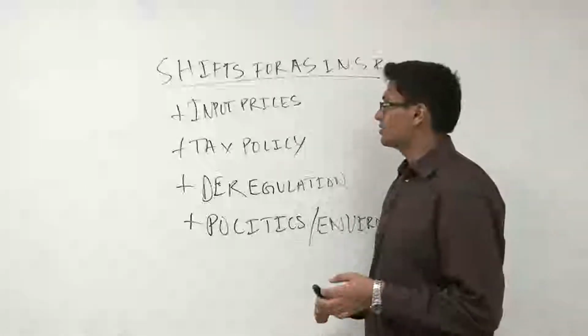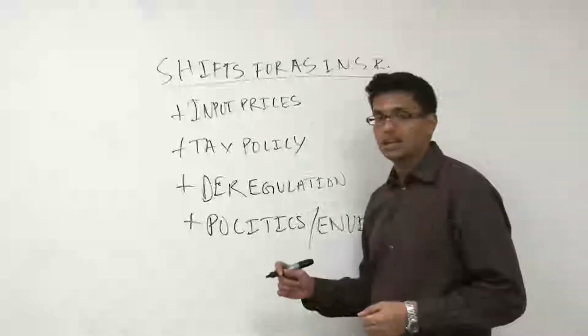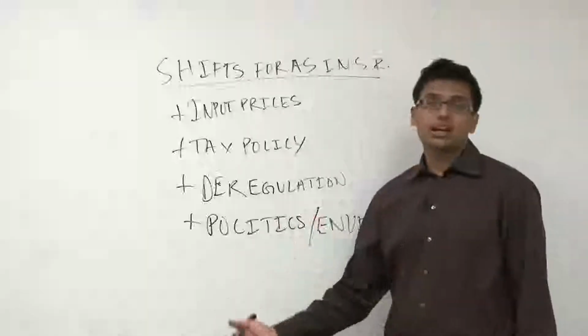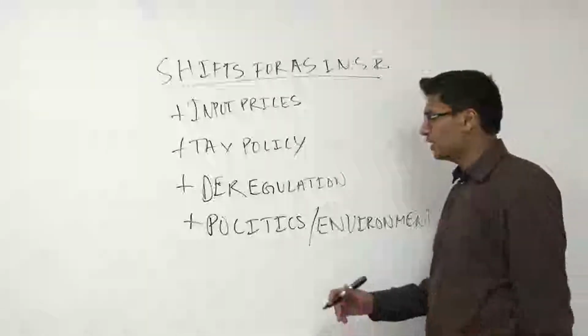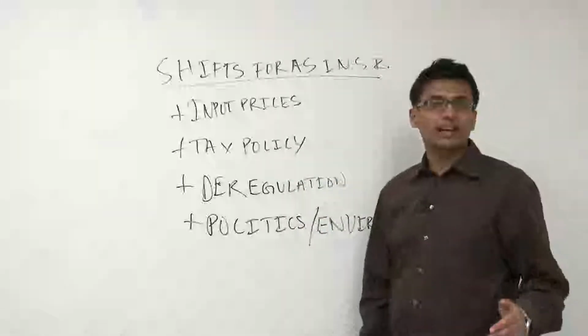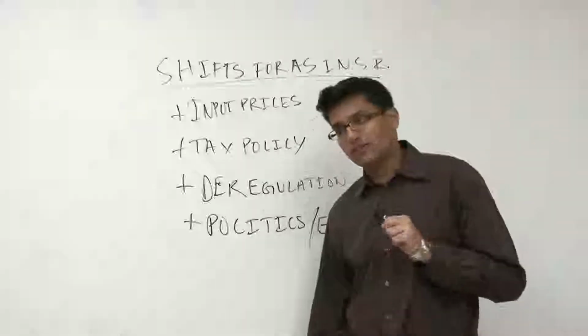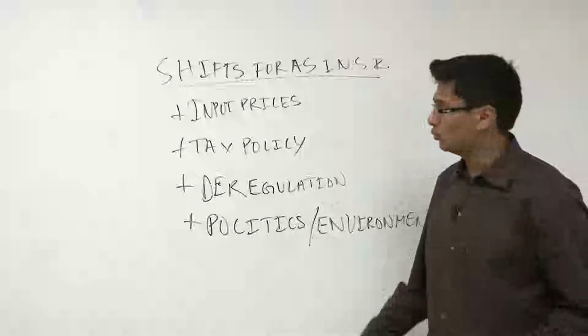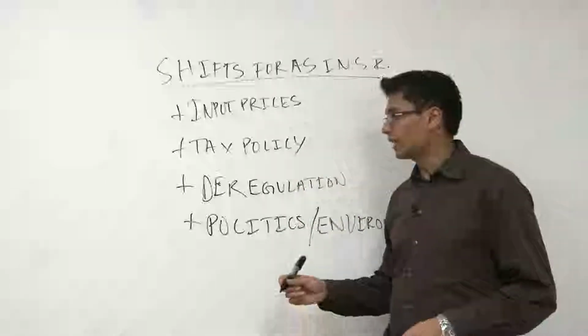And these are the four reasons. One, input prices. If the input prices go down, what tends to happen is that your AS shifts to the right because it's cheaper to make resources, and then you can supply more. So that's one. Two is tax policy. Let's say that if you're in the steel industry, steel taxes are down. Well, you can produce more with the same amount of money. Same theory, AS shifts to the right.